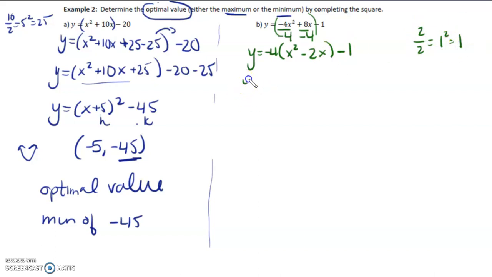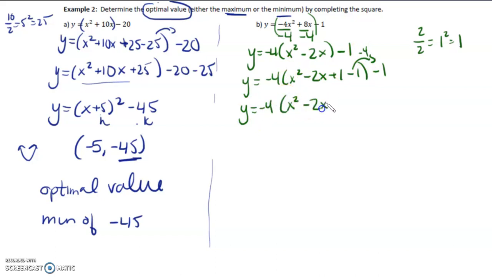So we're going to take that 1 and put it inside of the bracket, and we're going to write plus 1 minus 1. When we take this negative 1 outside of the bracket, it multiplies by the negative 4. So the trinomial that we get inside of the bracket is x squared minus 2x plus 1, and then we have minus 1 plus 4.